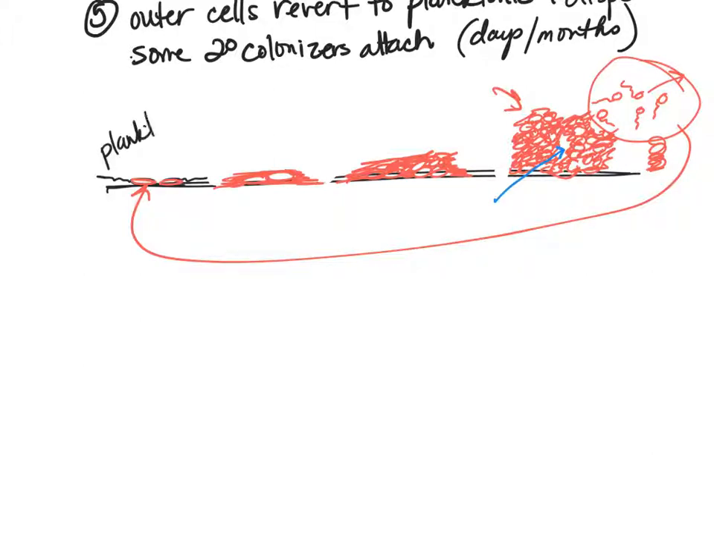So these are planktonic cells. We'll just keep these black here. These planktonic cells, because they have the flagella, they've been moving around and then they get stuck on here. And then they change their phenotype and they make the EPS. And now they are sessile cells.